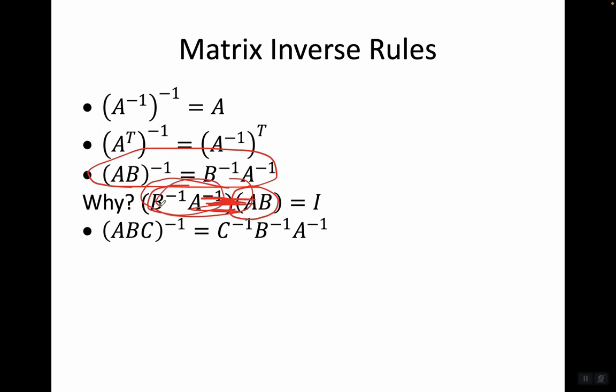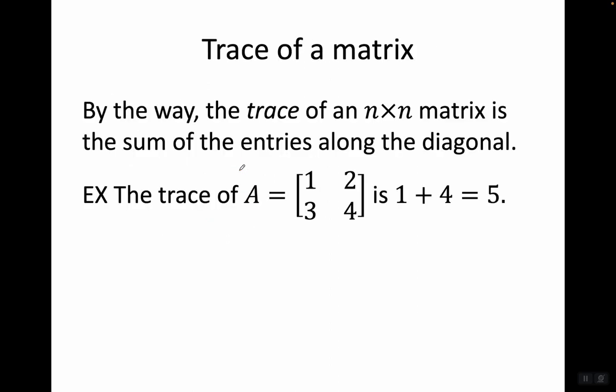Sometimes we call it the shoes and socks theorem. If first A is like your sock, and then B is your shoe, then when you take them off, you've got to take off the B first, and then you take off the A. So when you take off your shoes and socks, first you take off your shoe, and then you take off your sock. Similarly, the inverse of ABC will be C inverse, B inverse, A inverse, etc.